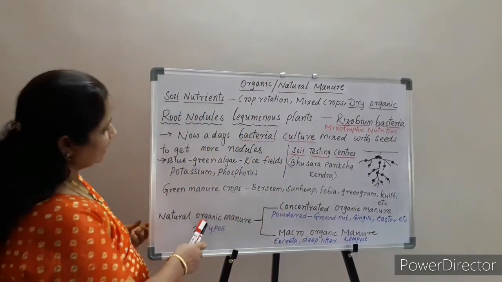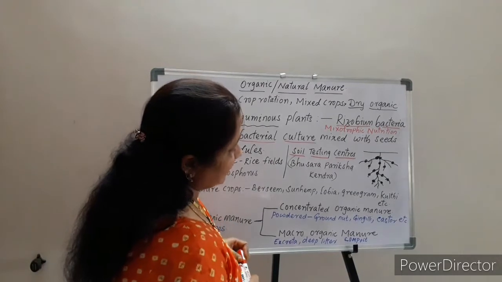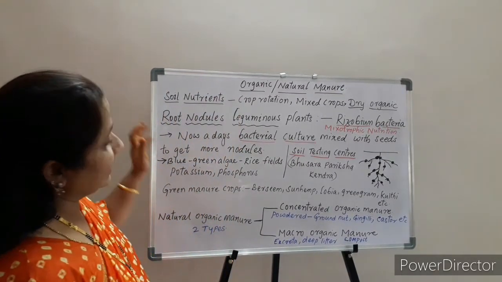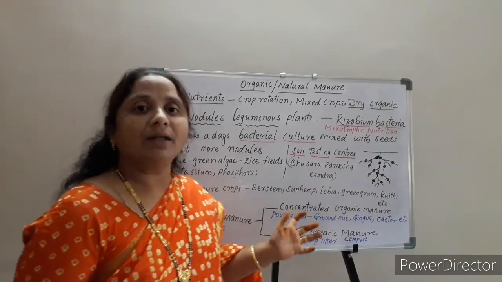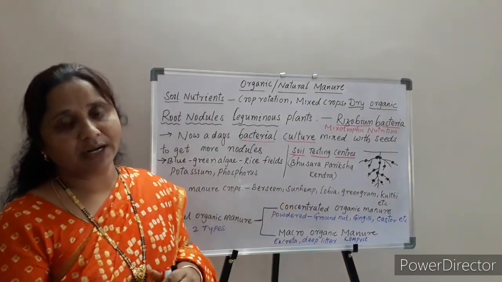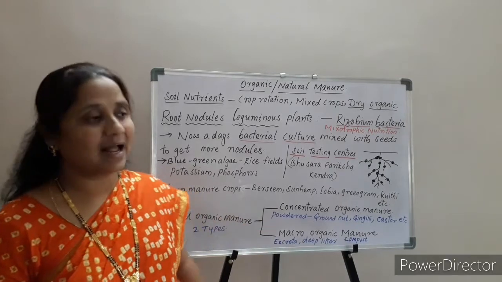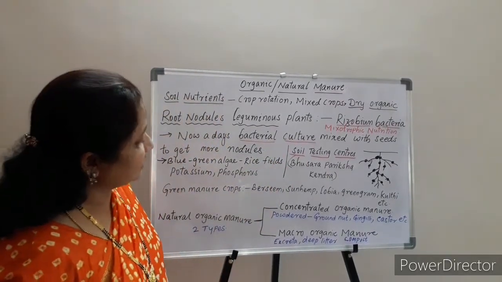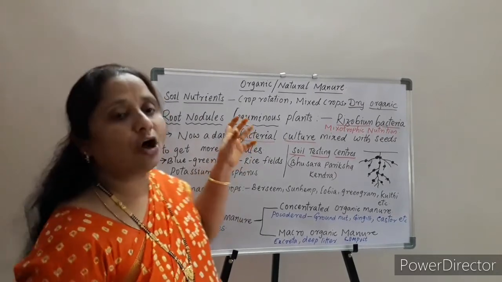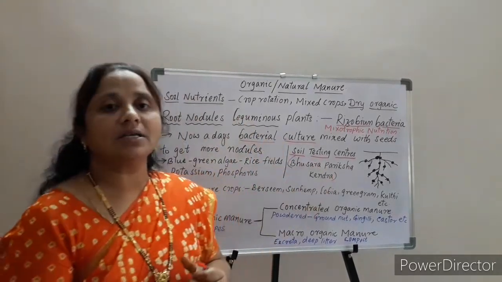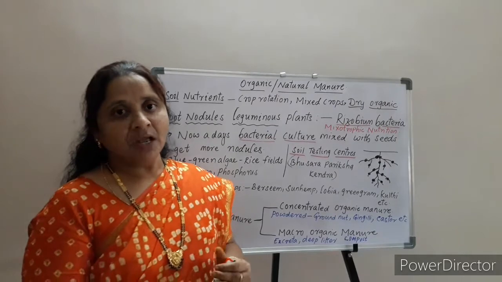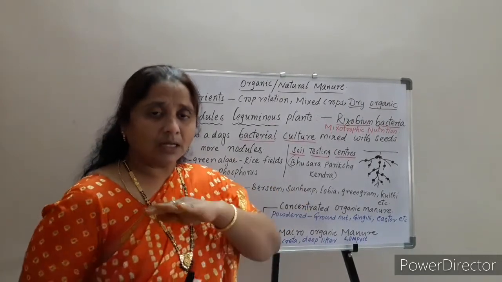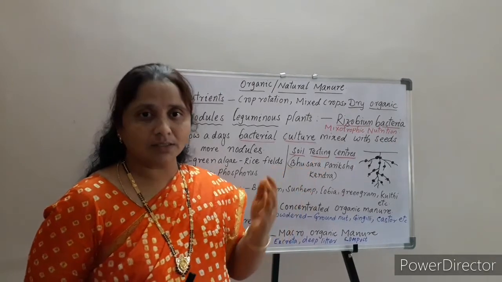Actually, what is an organic manure? Organic manure is nothing but the dead and decaying organic matter of plants and animals, which increases the fertility of the soil and increases the humus, or topmost layer of the soil. Humus is nothing but the topmost layer of the soil.